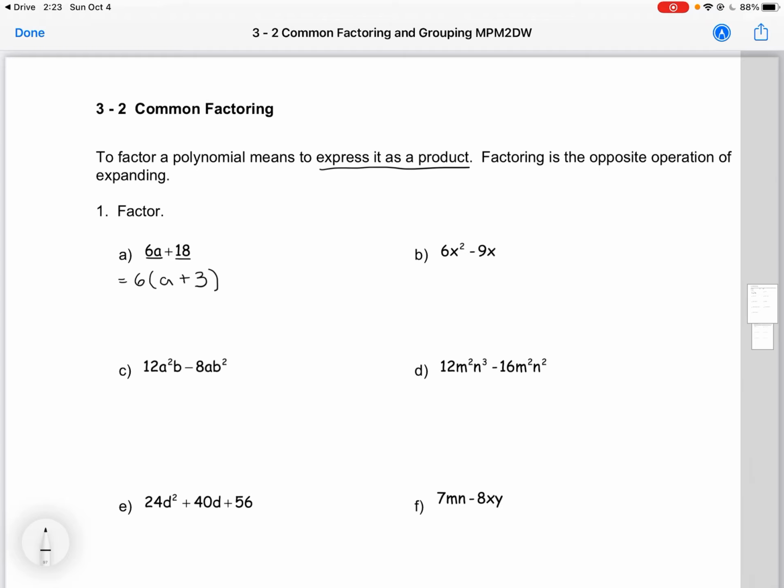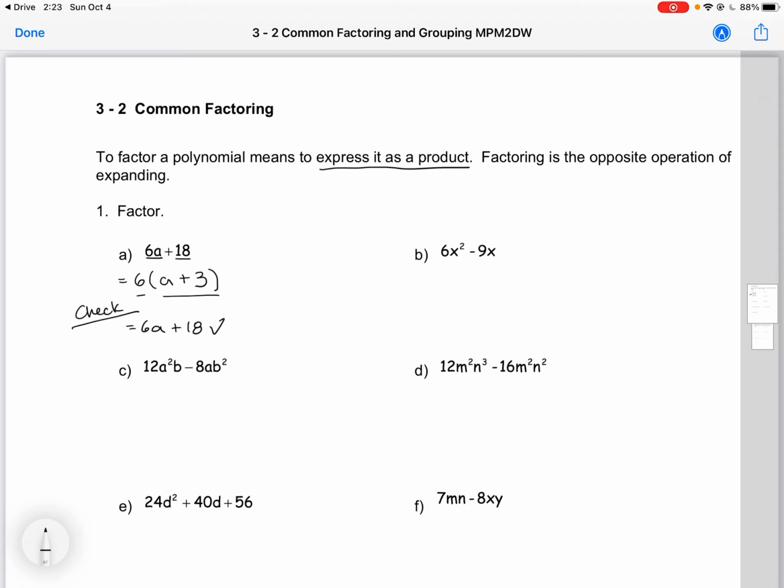Now I've written my polynomial as a product, 6 times a minus 3, and I can check to make sure that if I expand, I'm going to get the same thing I started with. So if I'm checking, 6 times a gives me 6a, 6 times 3 is going to give me 18. So that means that I factored correctly.